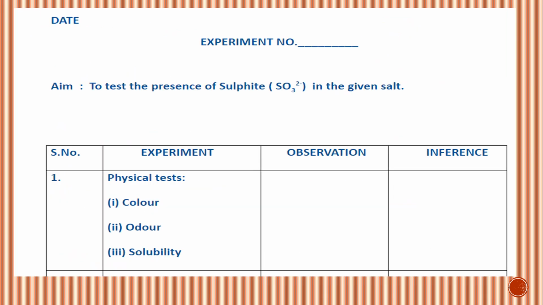So this completes carbonate. Similarly, the second experiment would be for sulfite. Aim is to test the presence of sulfite in the given salt now. First physical test, same way. When the videos are shared and you look at a particular salt, you can see the color, but you cannot make out the odor and solubility. So this portion you can write as it is, and these two columns you will fill when you will be working in the lab with the salt.